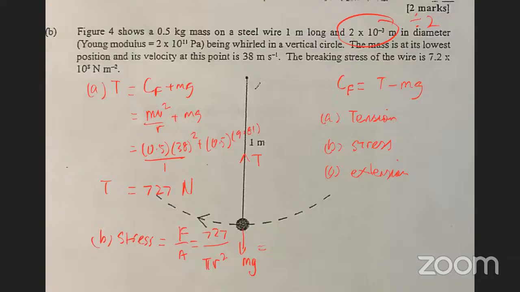Right? So for that r, you're using this value here, 2 by 10 to the minus 3. Then multiply by pi and divide, and you get 2.31 by 10 to the 8th. Anybody else got 2.31 by 10 to the 8th? Nice.